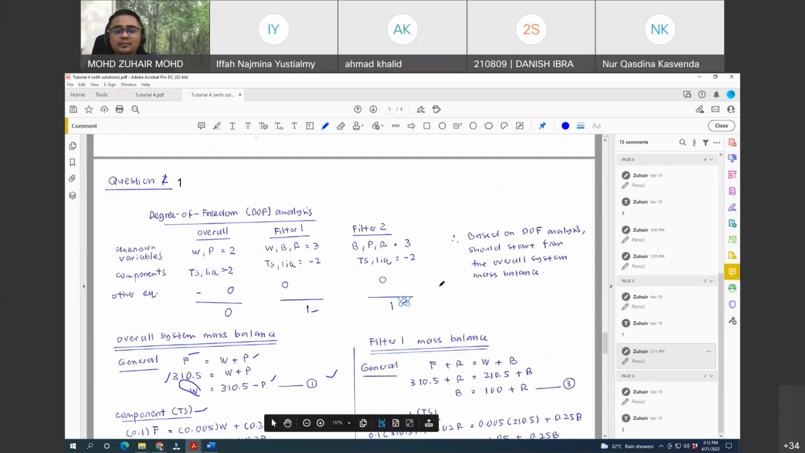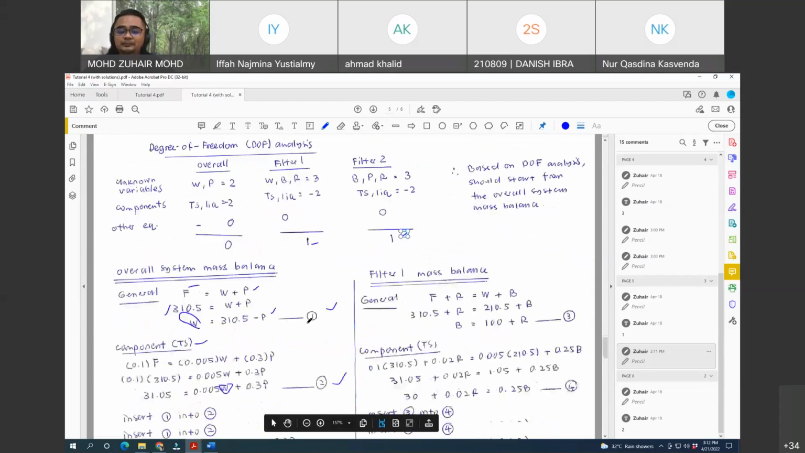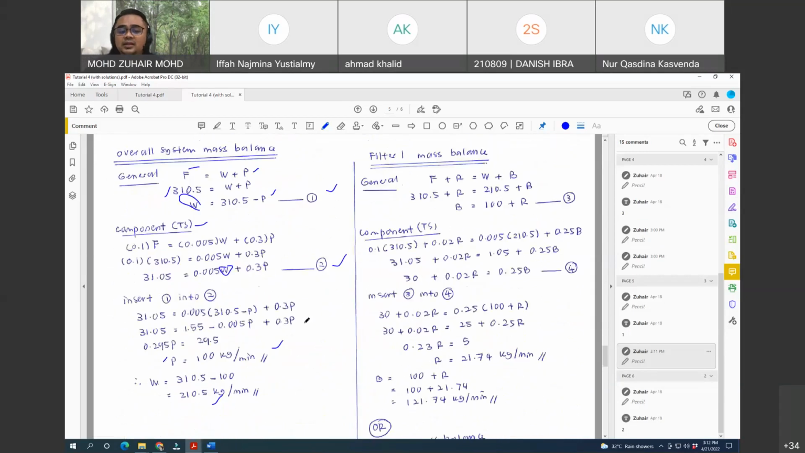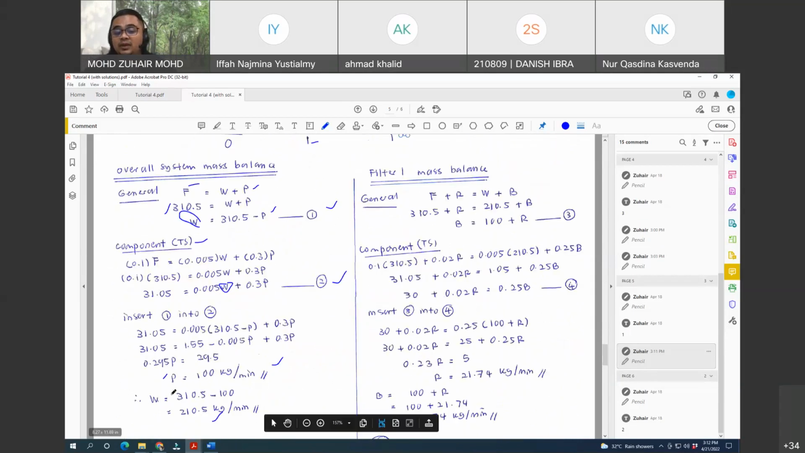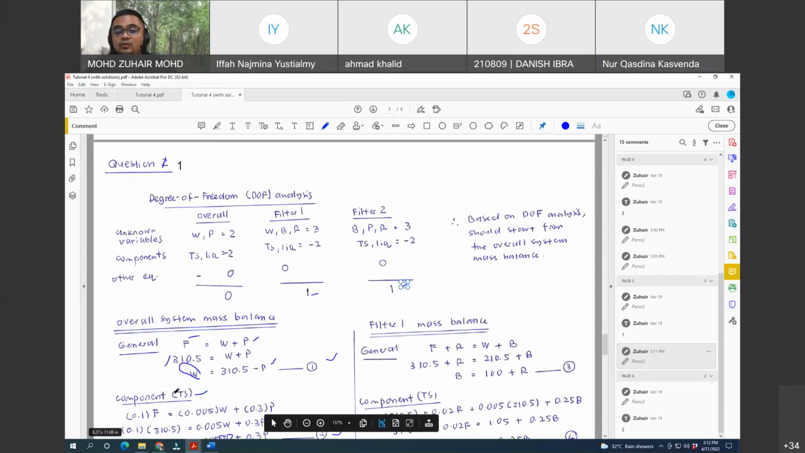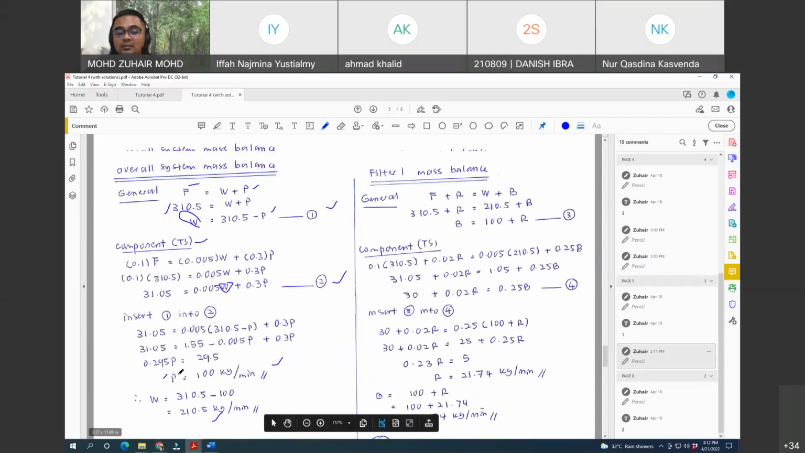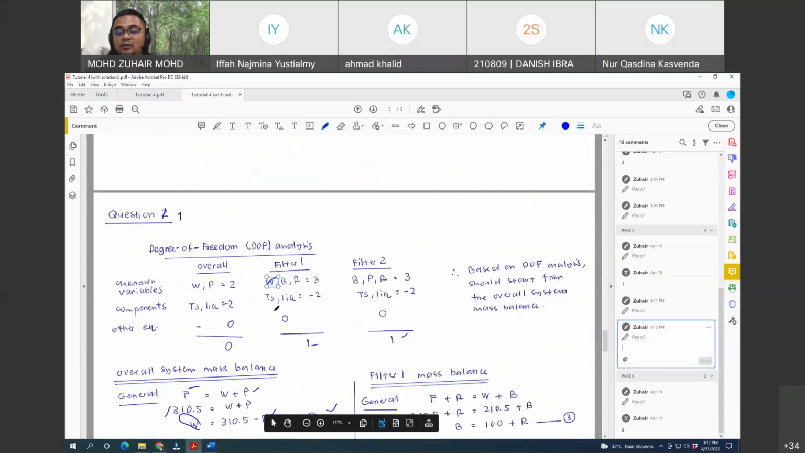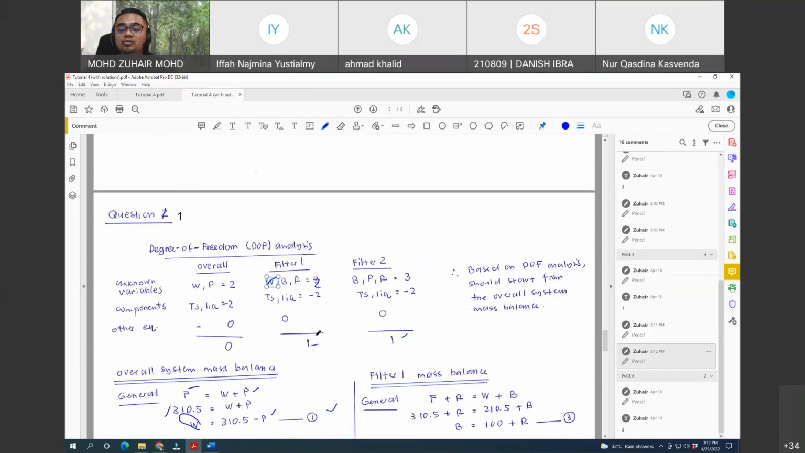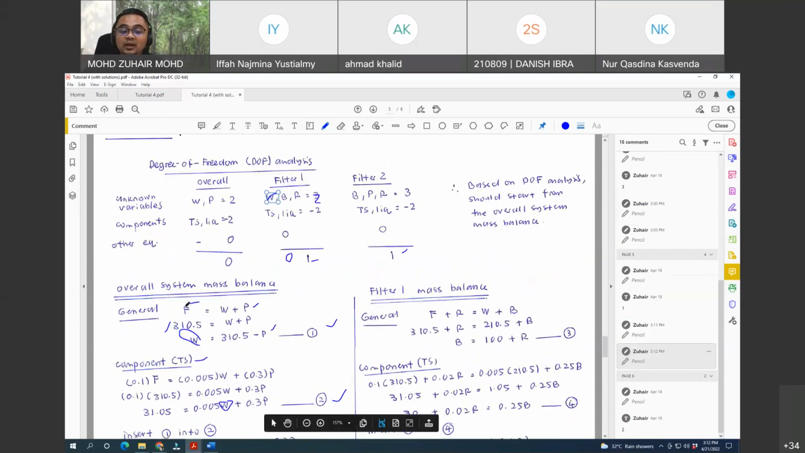We need to go back to the degree of freedom analysis to see. For instance, here we have the values of P and W, so we are going to look at filter 1. W is already a known variable, so the unknowns are now 2. So 2 minus 2 is equal to 0. With the new information from the overall system mass balance, the filter 1 degree of freedom analysis is already 0.